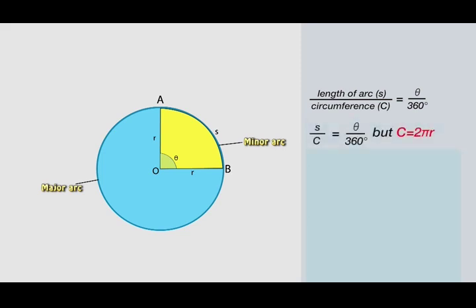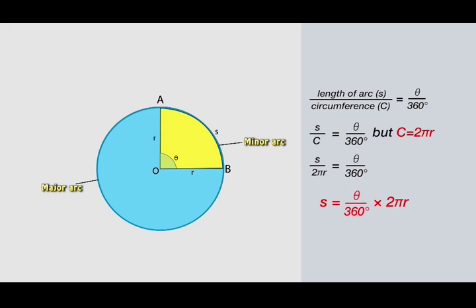And so we say S over C is equal to theta over 360. But remember, C is the circumference, and this circumference is the same as 2 pi r. So we write this formula again, and we make it S divided by 2 pi r is equal to theta over 360. Now, if we make S the subject, we will get theta over 360 times 2 pi r.